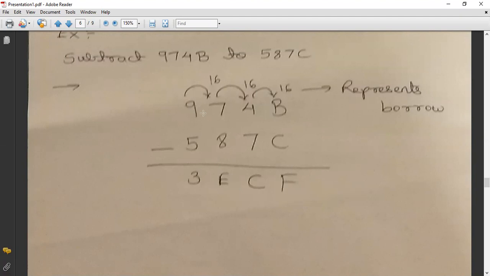Now the next number. It had borrowed one value to its previous number. So what will be the remainder here? 8. So 8 minus 5 is nothing but 3. So the answer for this question is 3ECF.